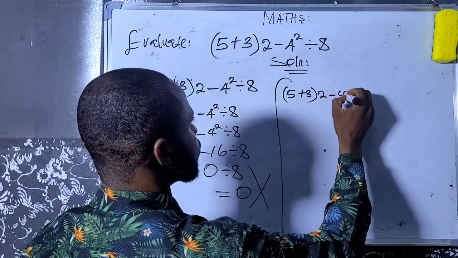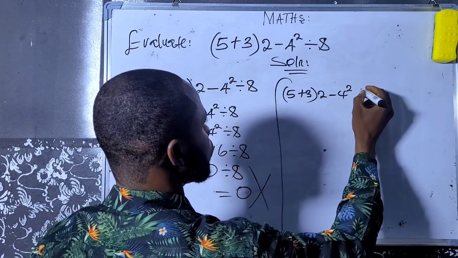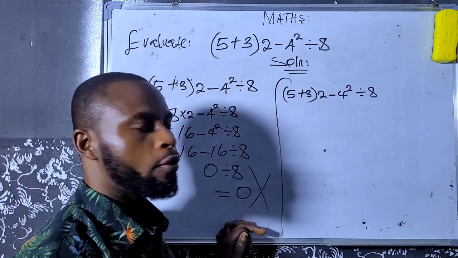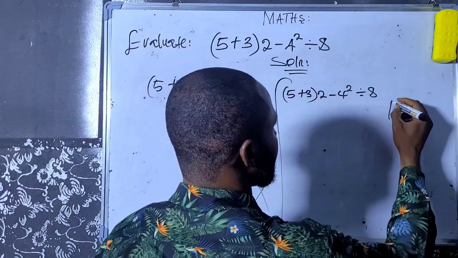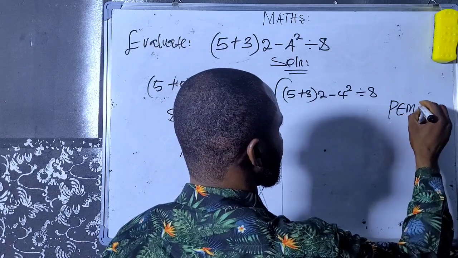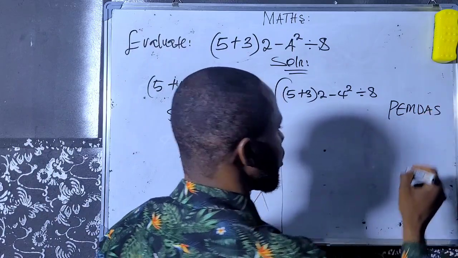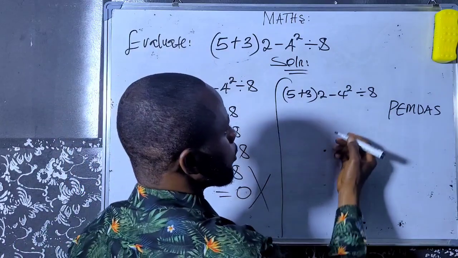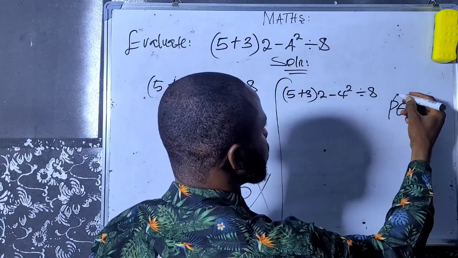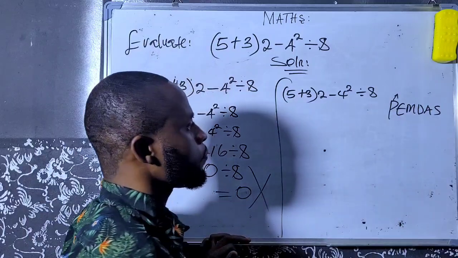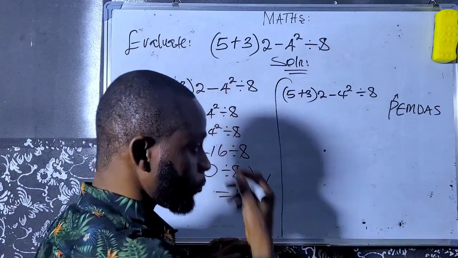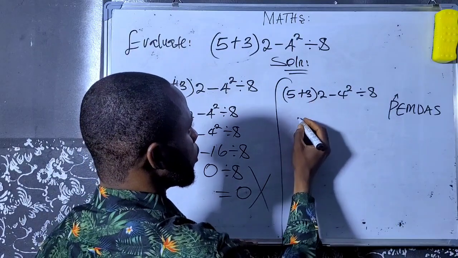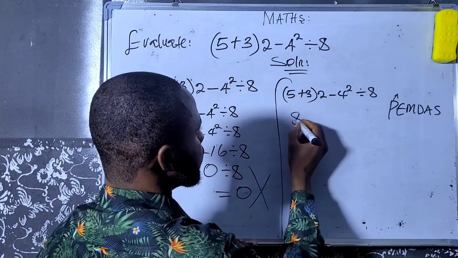by 2 minus 4 to the power of 2 divided by 8. Here, we are going to apply PEMDAS or BODMAS. The first step to consider is parentheses, but is bracket. In that case, we have 5 plus 3, that gives us 8.